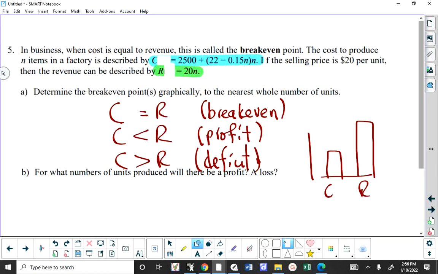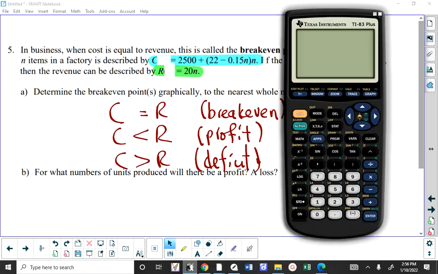So question A says, how many items do you have to sell to break even? Which means we have to solve this system of equations. You're going to put into your calculator y equals 20x and y equals 2500 plus (22 minus 0.15 times x) times x. Watch those brackets. Double check to make sure you enter everything correctly.